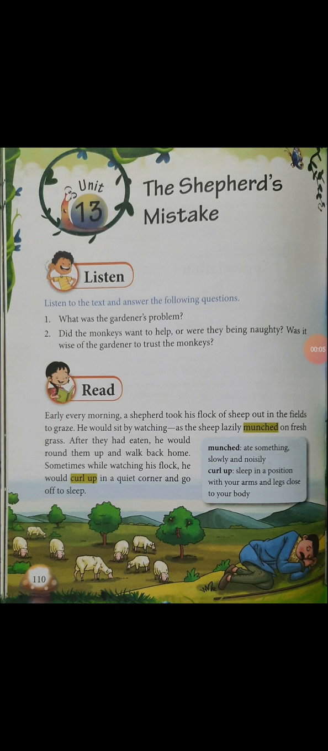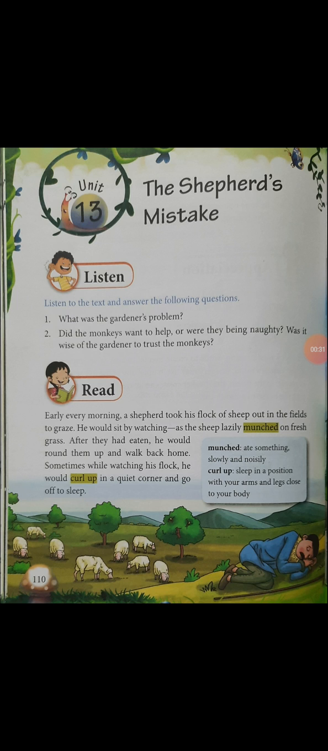Today we'll start a new chapter from your English literature book. Open your English literature book, page number 110, unit 13, and the chapter is The Shepherd's Mistake. Today we will learn about how the shepherd's mistake created a problem.